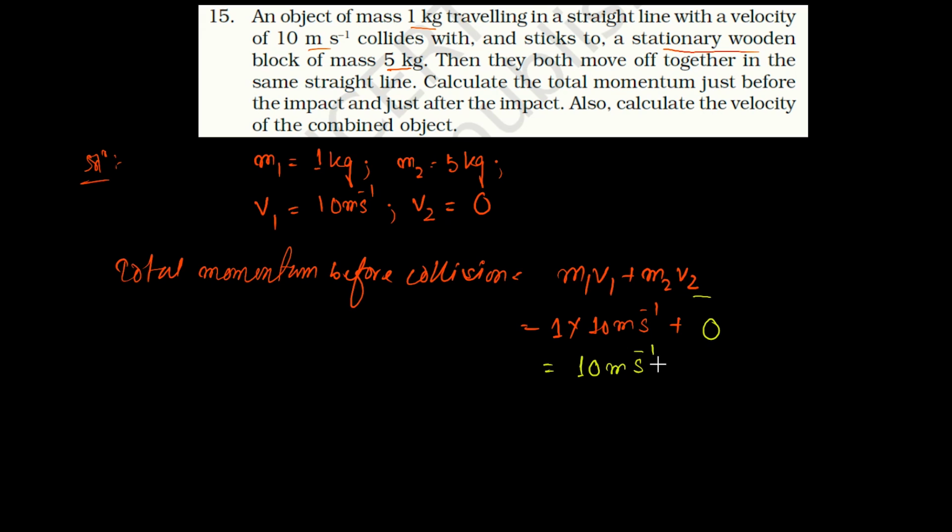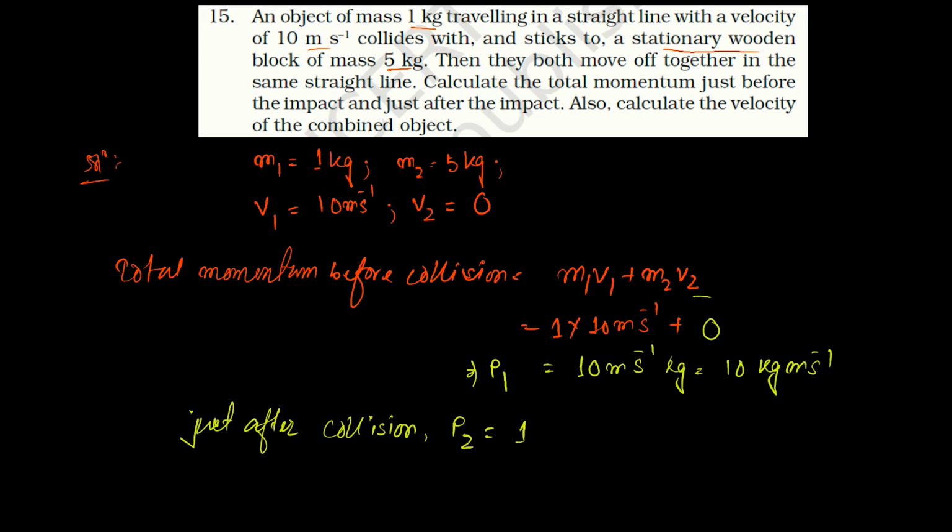And what we have to calculate is just after the impact. That means we have to calculate total momentum after collision. Since the momentum conservation law tells us that total momentum before collision and total momentum after collision always remain constant, just after collision, by the way, the unit should be kg meter per second since it is momentum. P1 is 10 kg meter per second, and just after collision P2 is going to be the same, 10 kg meter per second, right?